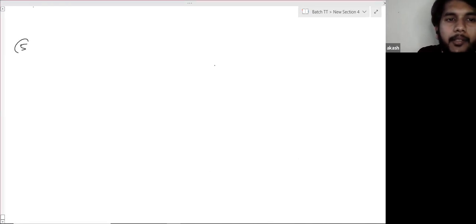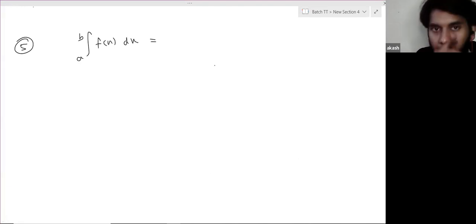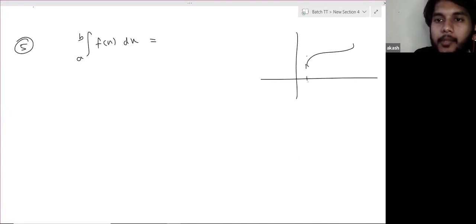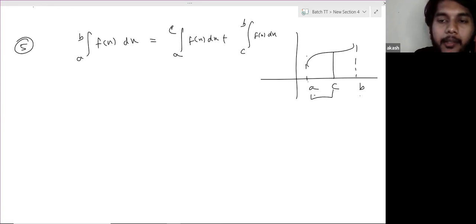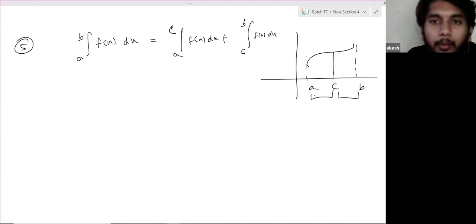So next property, I think this is fifth property. A to B f of x dx. Suppose this is the function, and you have to integrate from this to this. This is A and B. There is another point C which is in between A and B. Then what you can do? You can break it down into two integration: A to C f of x dx plus C to B f of x dx. A to C we integrate, then we integrate C to B. Right? Just maintain the order. Do not change the limits. Right? So very easy property.